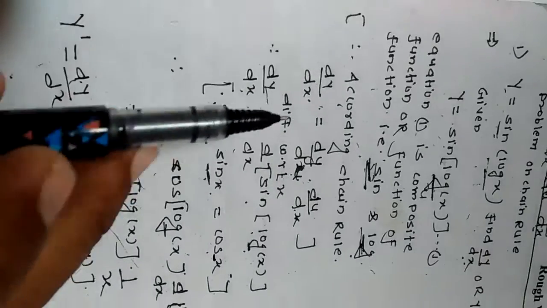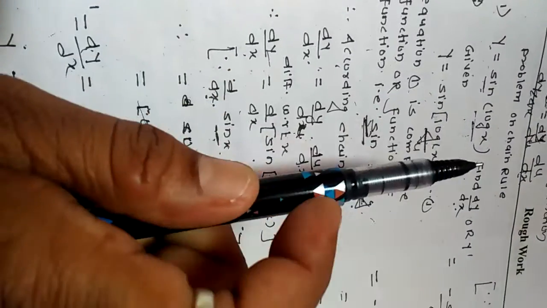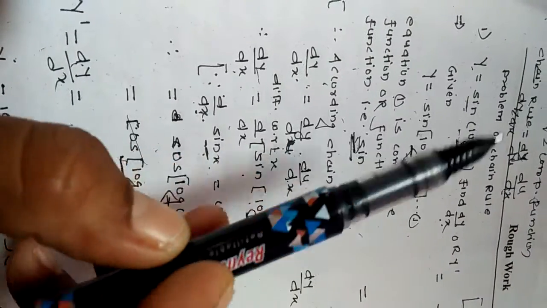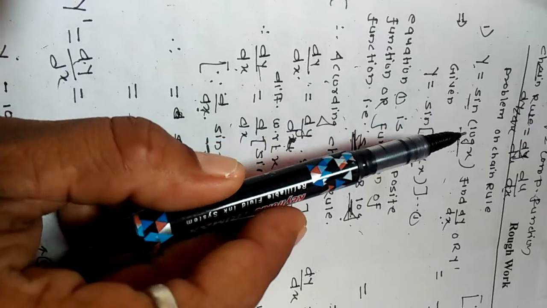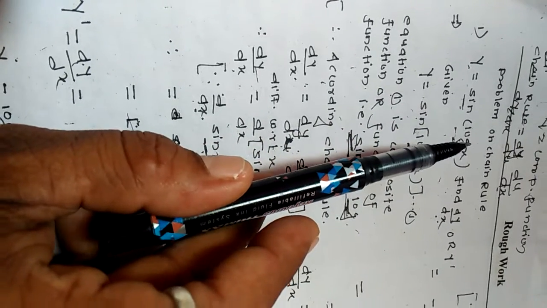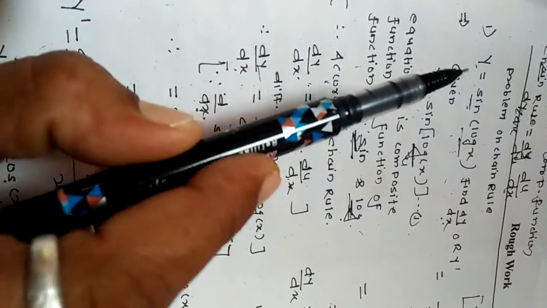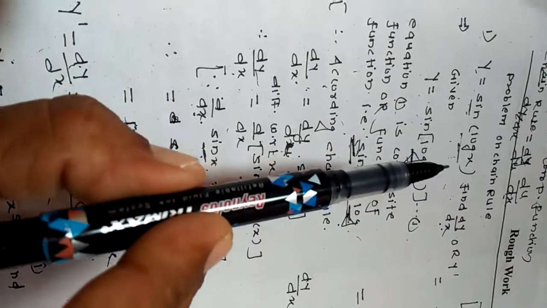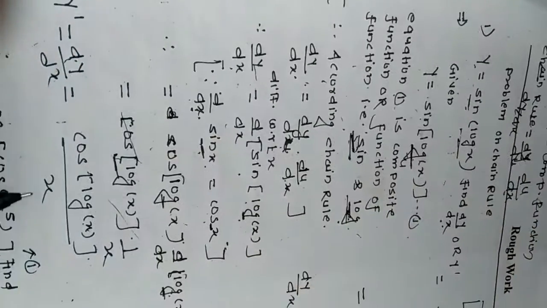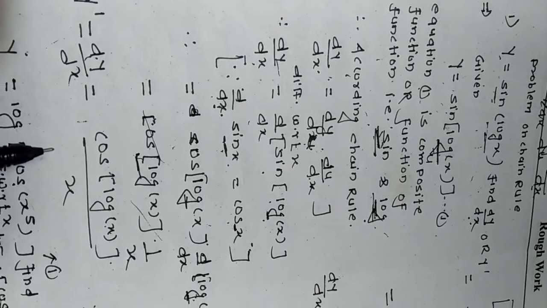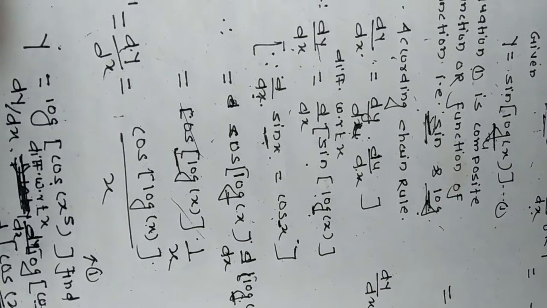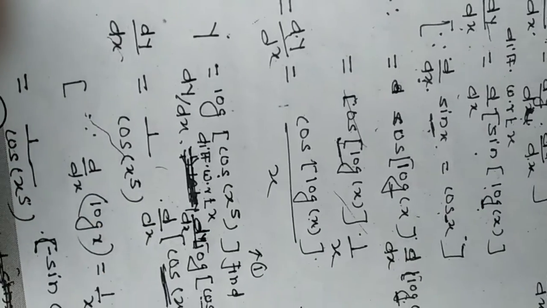This is the derivative of y equals sine log x. We can also calculate this orally: the derivative of sine gives cos log x, and then again the derivative of log x is 1 upon x. This is calculated orally, but this is the process. If asked in the board exam, then we have to write it out. Then we will take another example.